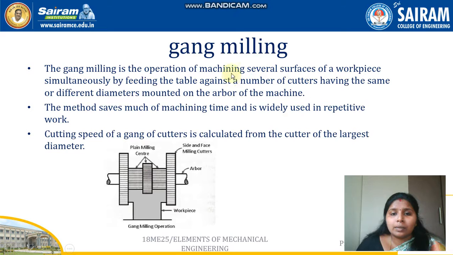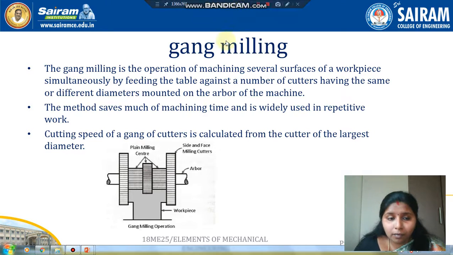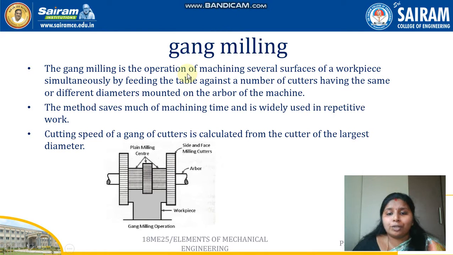The next one is gang milling. Gang milling is the operation of machining several surfaces of a workpiece. So two different operations can be done simultaneously on a single workpiece with the help of gang milling. Two cutters performing different operations are placed on the same arbor, which helps do two works at the same time.